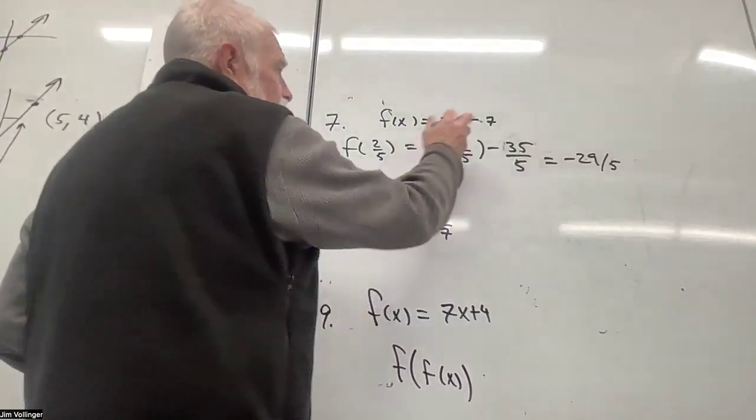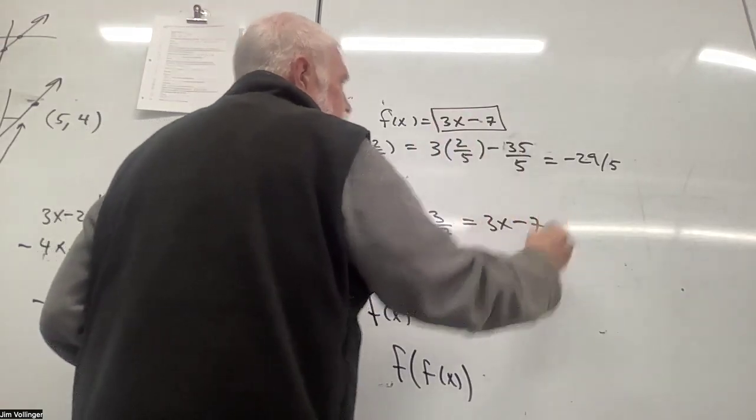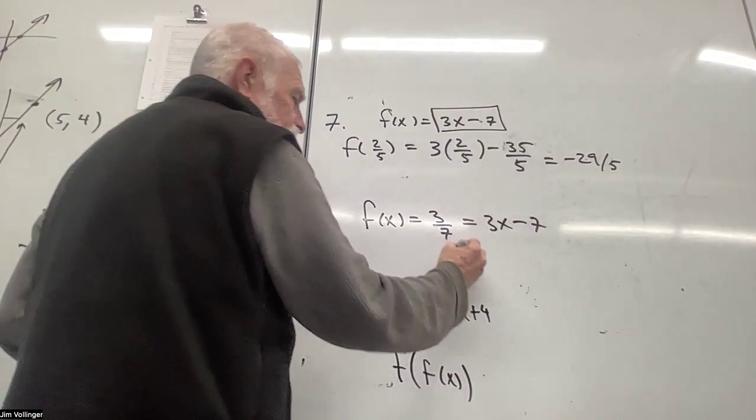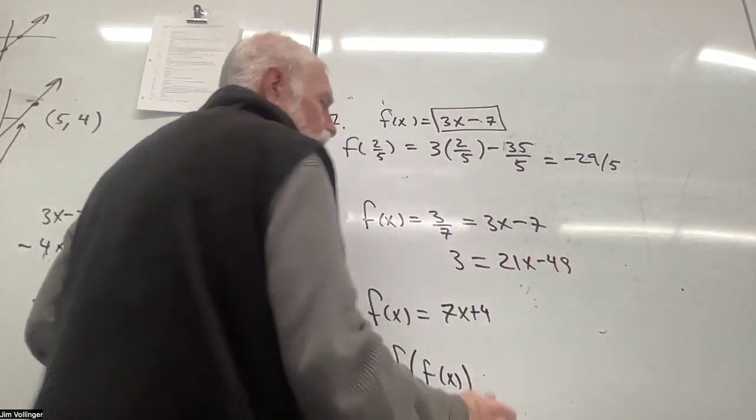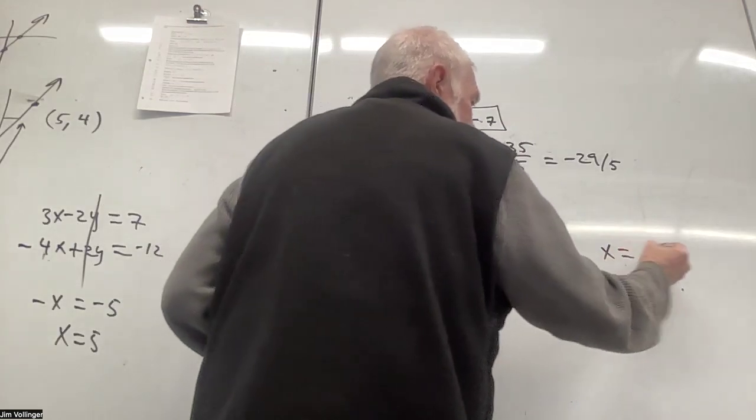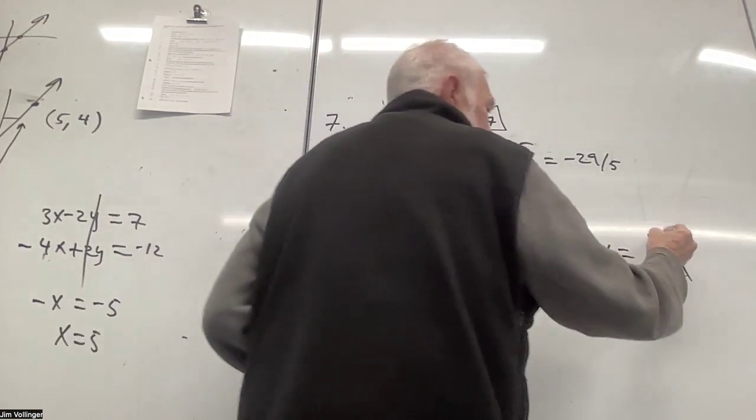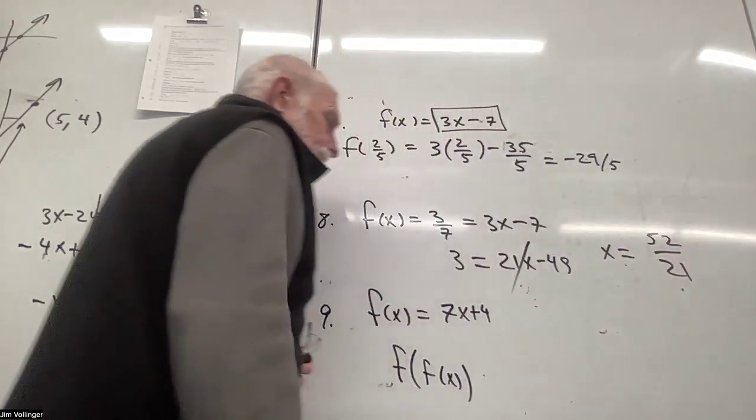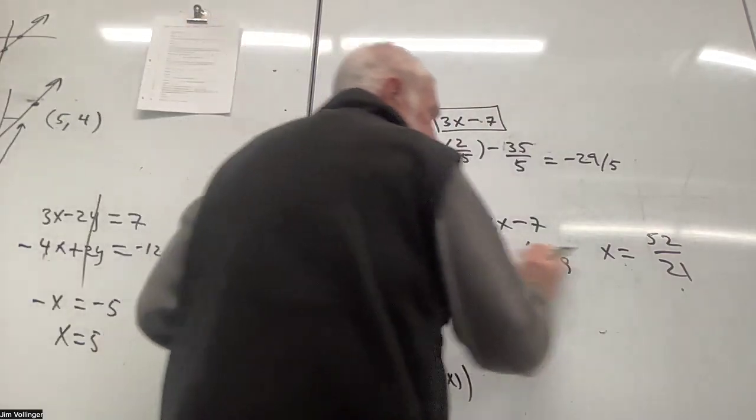F of x, well, I know f of x is 3x minus 7, so we'll do 3x minus 7. I'll multiply it by 7. That gets me 21x minus 49. I can do the rest in my head. So I know I'm dividing by 21. That takes care of that. Add 49 to 3, you get 52. F of x equals 7x plus 4.